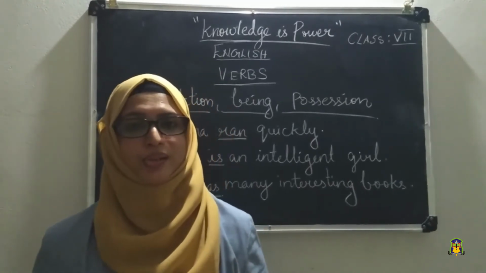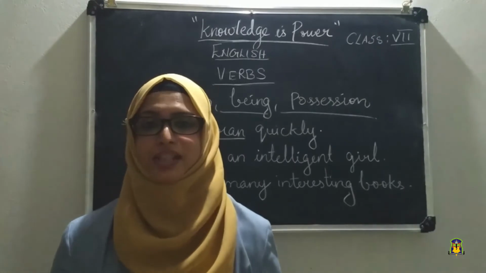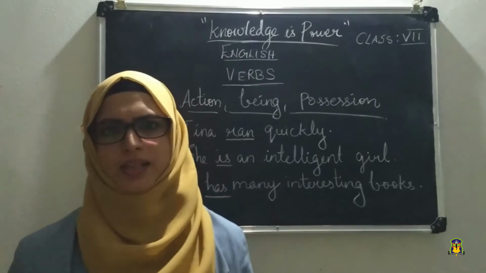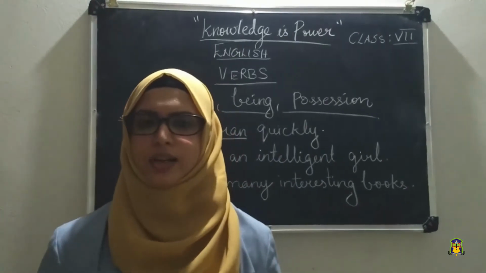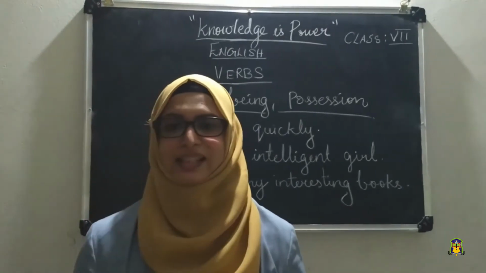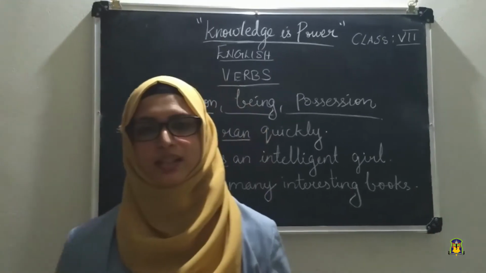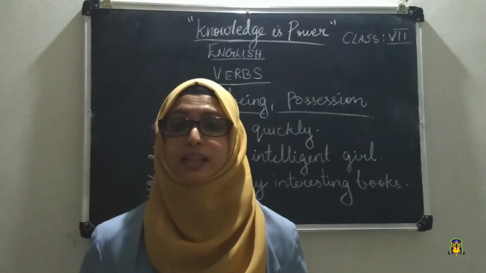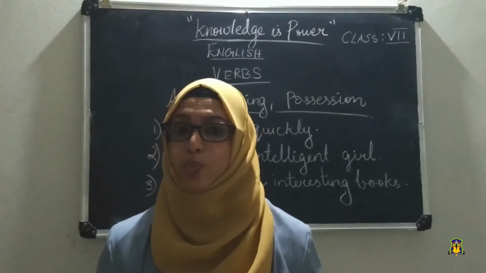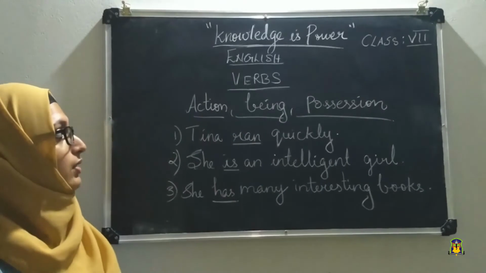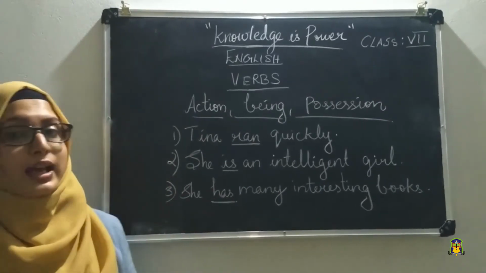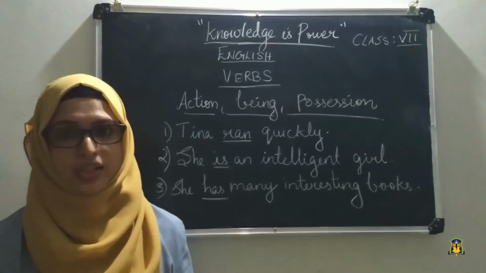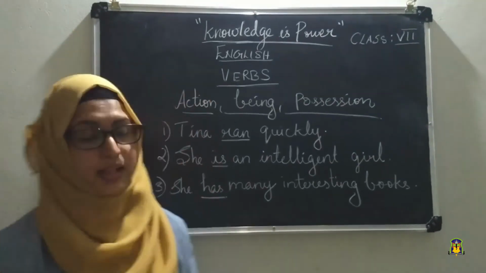Today we are going to see lesson number 6 from the grammar textbook, that is verbs. What are verbs? You would have studied in lower classes, isn't it? Another word for verb is action word. In a sentence there will be an action denoted by the subject. So those are verbs. Generally we can classify these verbs as action, being, or possession. Let's see some examples.